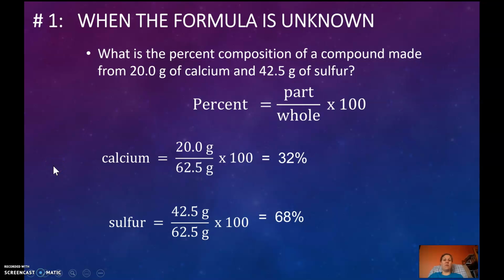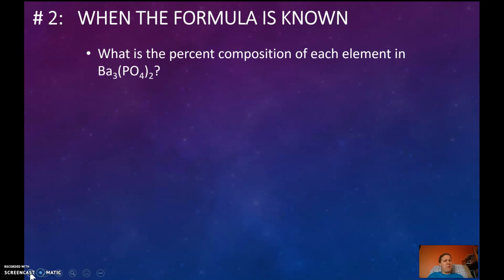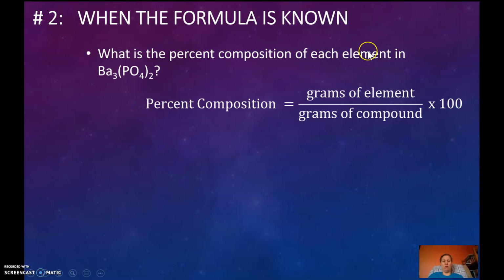So the first way, when you don't know the formula, you're going to have one problem like that. The next way is when you know the formula, because this is curiously similar to, well, you do molar mass. So here's the formula I gave you. The name of this compound is barium phosphate. Each of these individual elements is not just one, so sadly, you have to do some multiplying. It's still part out of a whole: grams of each element divided by grams of the compound.